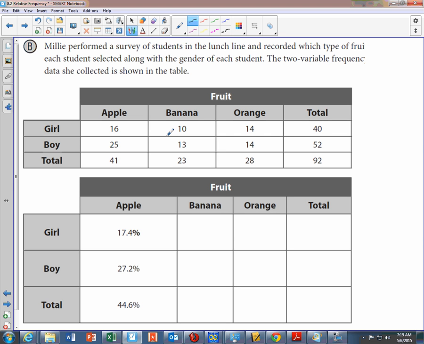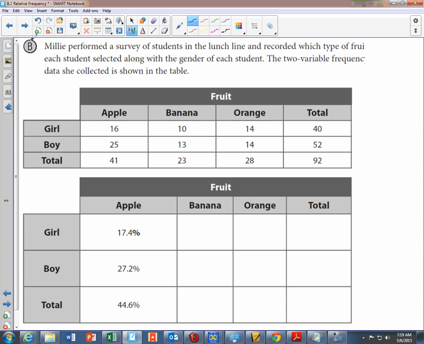And now she figured out her frequencies. She took 16 divided by 92 and got 17.4%. She took 25 divided by 92 and got 27.2%. She took 41 divided by 92 and got 44.6%. So what I'm going to ask you to do right now is do the same thing for the rest of these 9 boxes. Take the number, divide it by this, and change it into a percent. Go ahead and try that right now.